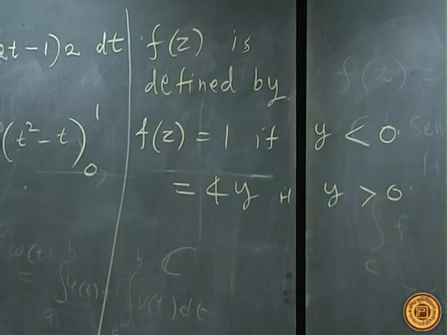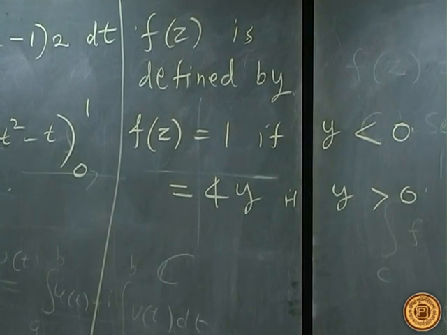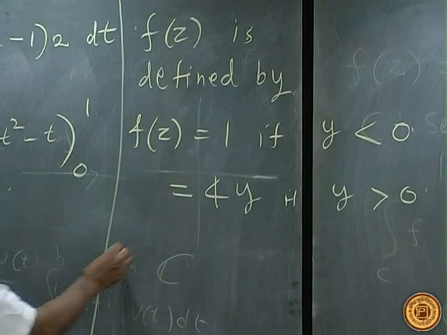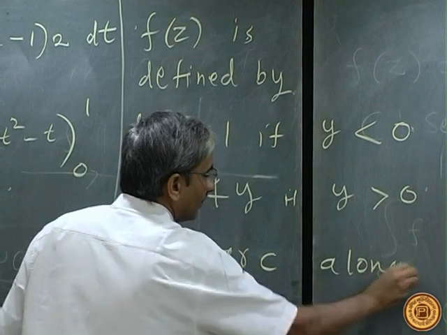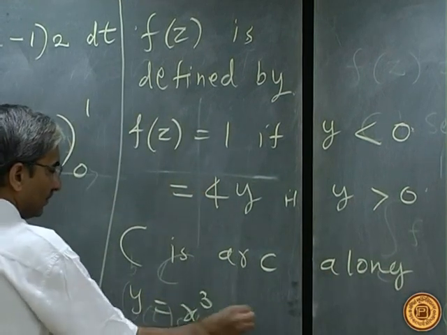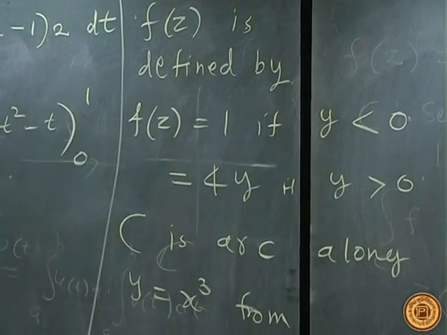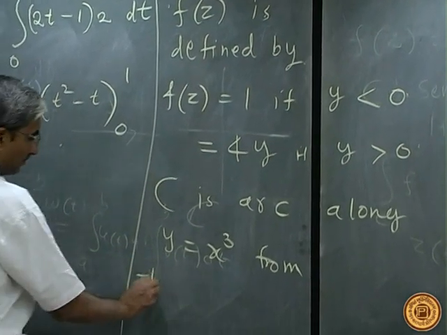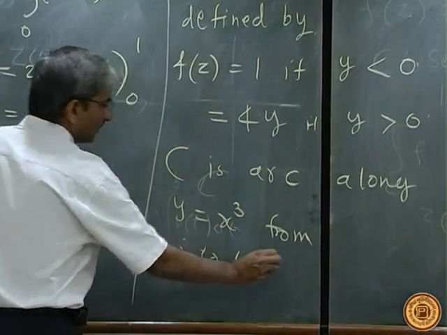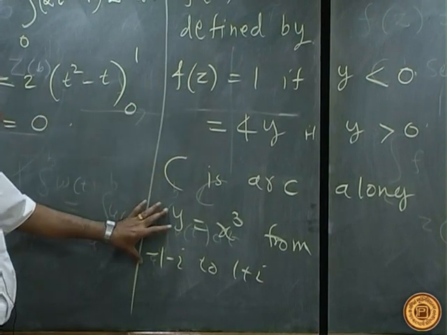If C is the arc from z equal to minus 1 minus i to 1 plus i along the curve y is equal to x cube. So C is the arc along y is equal to x cube from minus 1 minus i to 1 plus i. You may take down this problem. The function is given by this and the arc is this.